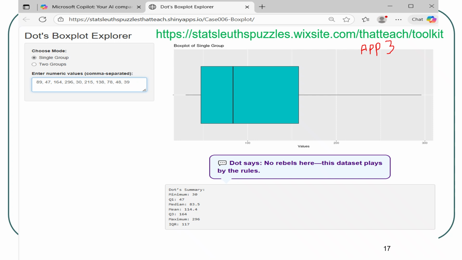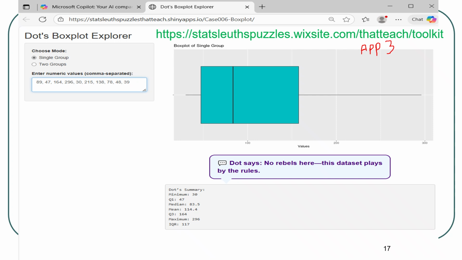Here it allows me to either enter single group data or upload an Excel file for two groups, as we will see in our coming example. So it's a single group. I have only one data set, so I entered my previous data, and this is the graph for it. As you see, we don't have any outliers, no red dots, so no rebels here. And now let us check our data.